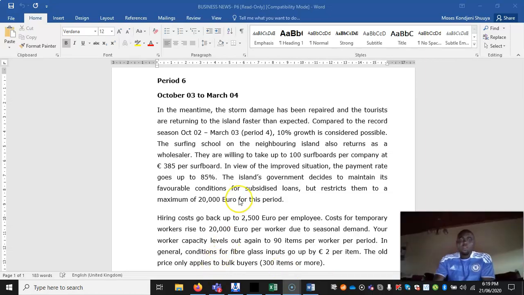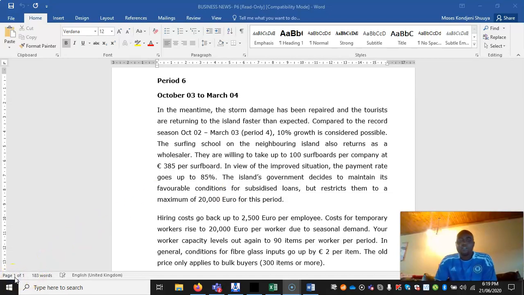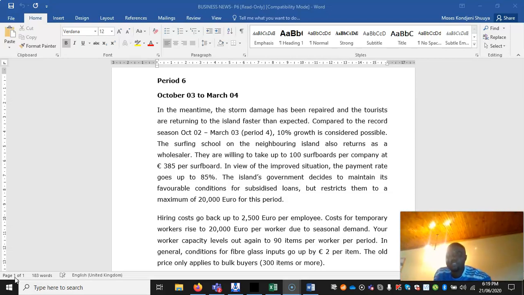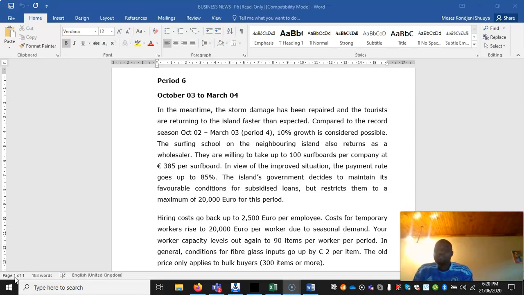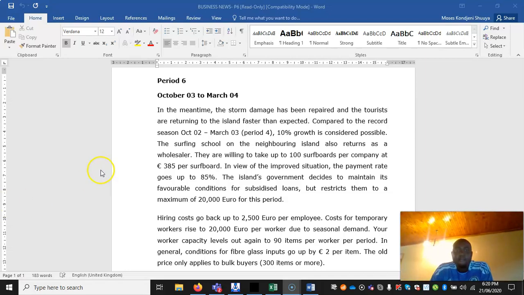Okay, this is the news for period 5. It's a bit dark. Yeah, this is your news for period 6. I will explain the news and give you some clues on how to do good planning. Obviously, since after the crisis, the market is back to normal.